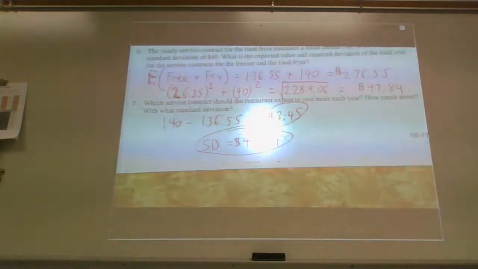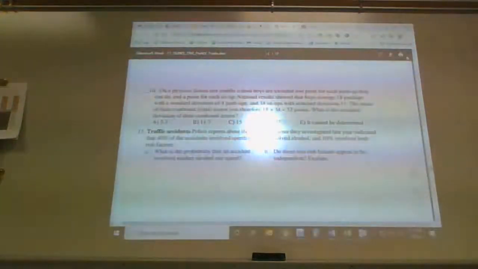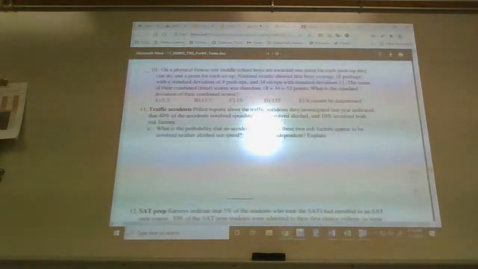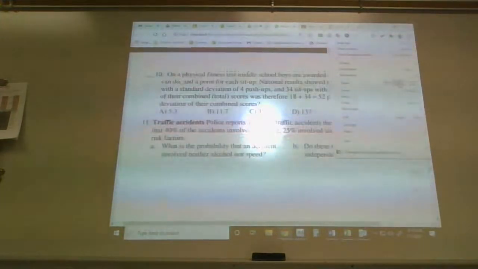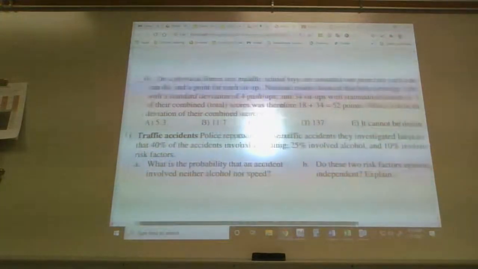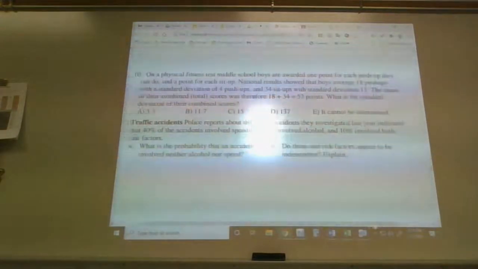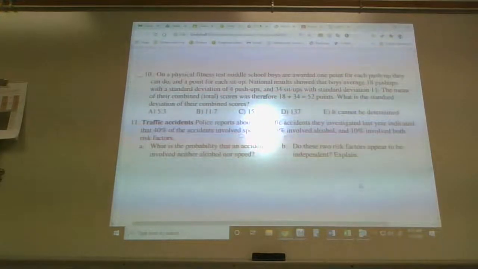One last problem that I want to throw at you is right here. Let's zoom in a little more. Zoom out a little bit. There we go. Okay.